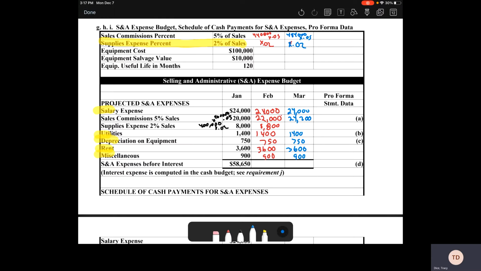And 484,000 times 2% is then 9,680. When we add all of those up, for February, we end up with total selling and administrative expenses before interest of $61,450. And for March, we end up with $64,530. So those are our projected selling and administrative expenses.